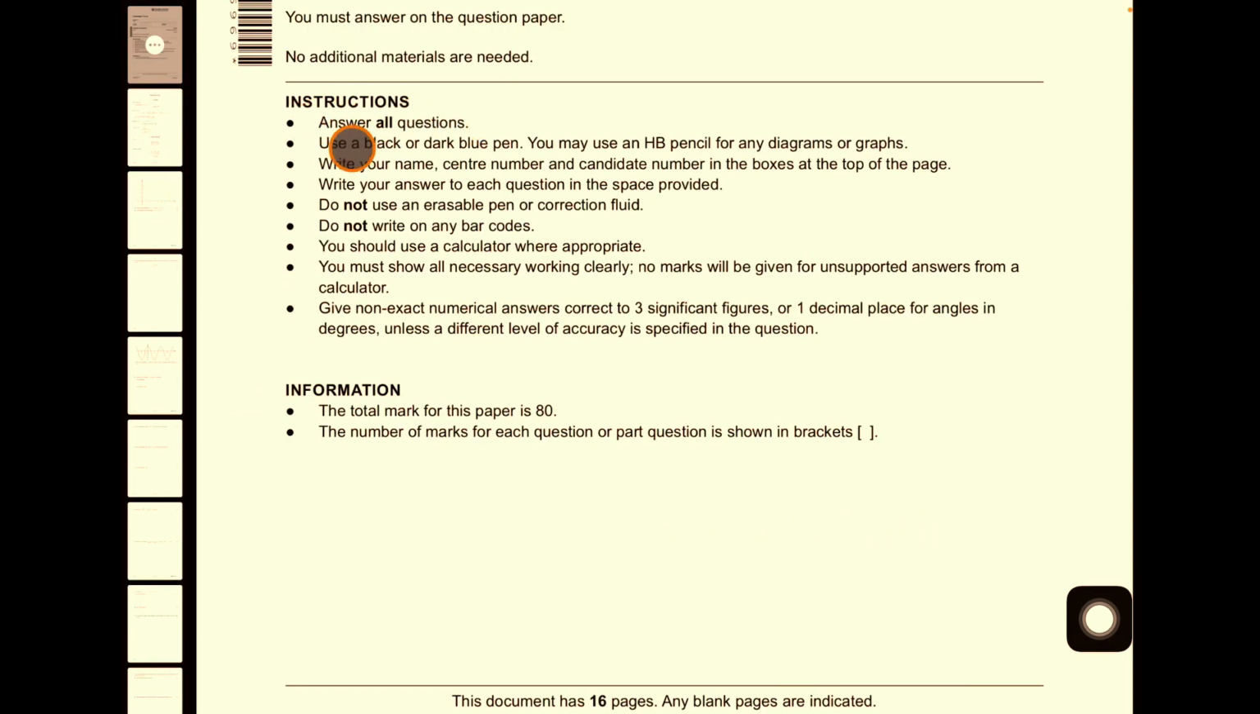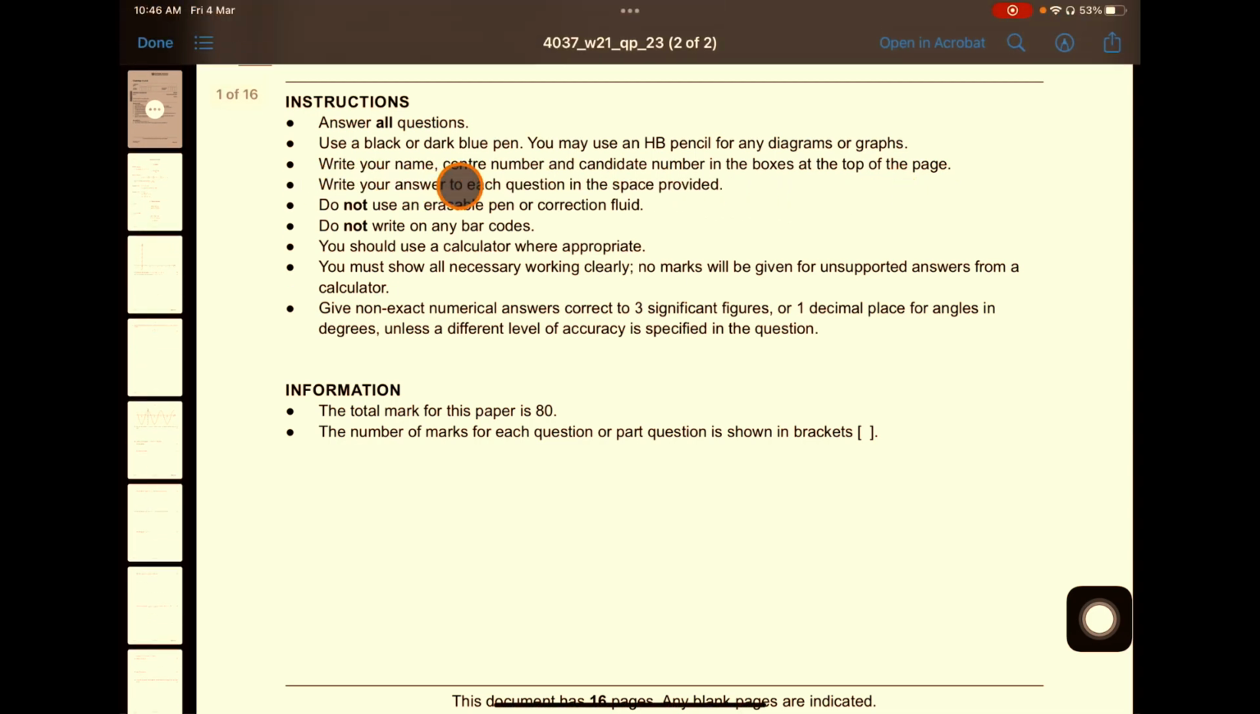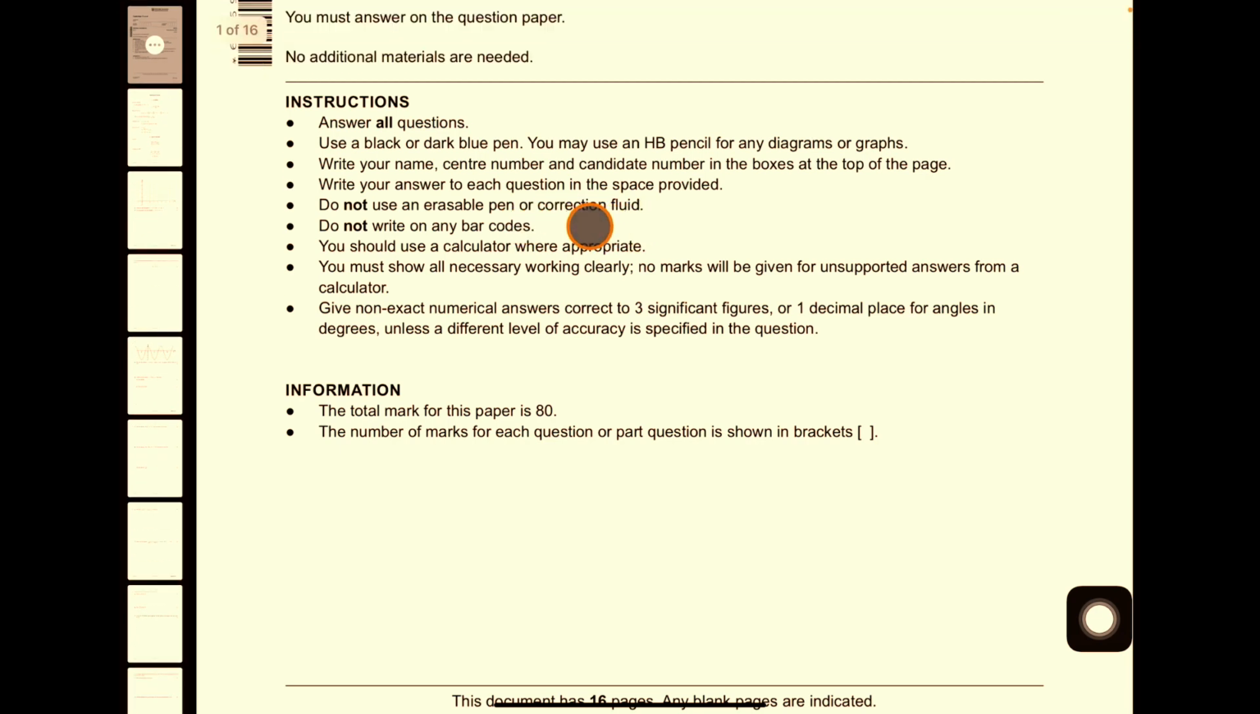Its exam duration is 2 hours. Answer all questions. Use a black or dark blue pen. You may use an HB pencil for any diagram or graphs. Write your name, center number, and candidate number in the boxes at the top of the page, as I have shown. And you must write the answers to the questions in the space provided.